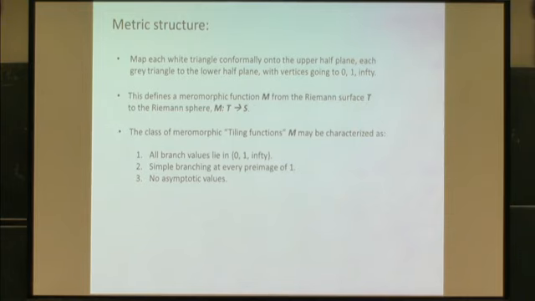And you can actually look at these meromorphic functions separately. So they have branch values lying in 0, 1, infinity. In this sense, they're sort of infinite extensions of Grothendieck dessins d'enfants, the meromorphic functions associated with drawings on compact surfaces, but now we have infinite drawings. It's simply branched at every preimage of the point 1, and it has no asymptotic values, which gives the compact sets that are associated with the tiles.